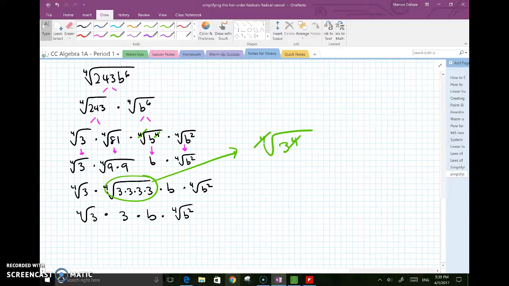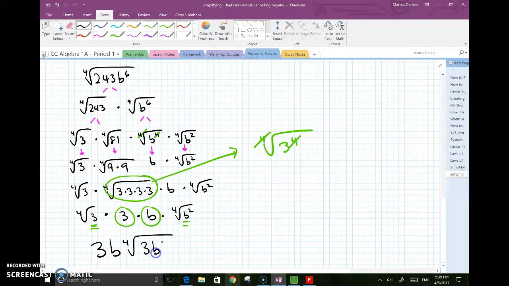Everything that is inside stays inside. So what I have that's going to go to the front are these two. What goes inside are these two. And my answer is 3b times the fourth root of 3b squared. And with that, we are at the end.